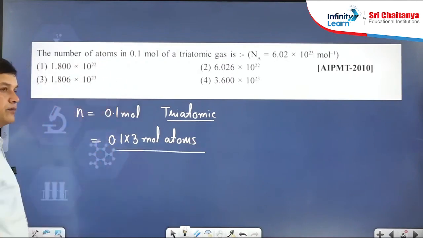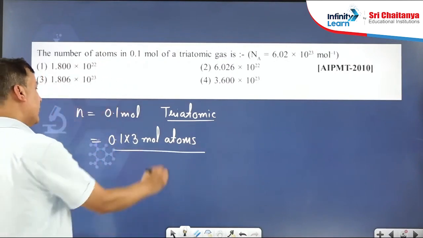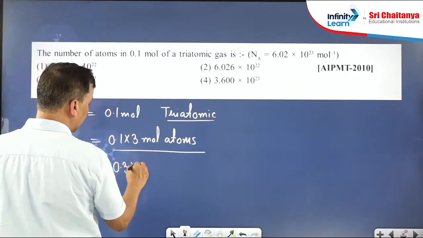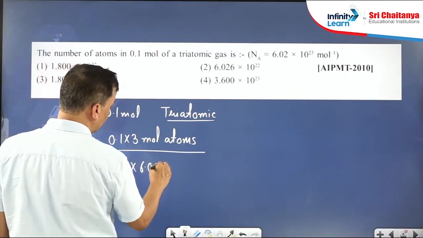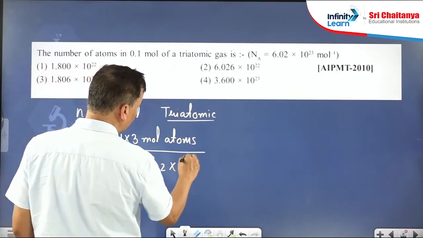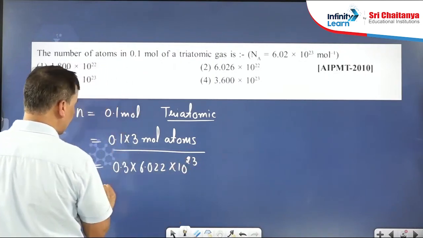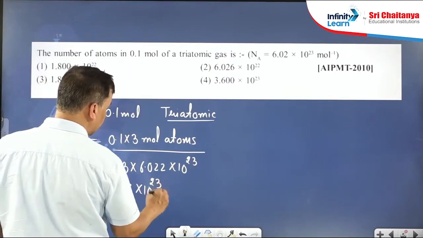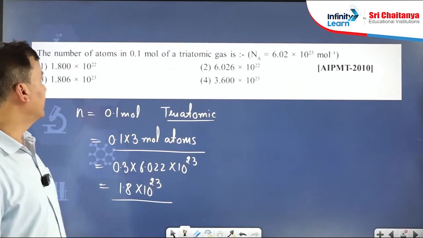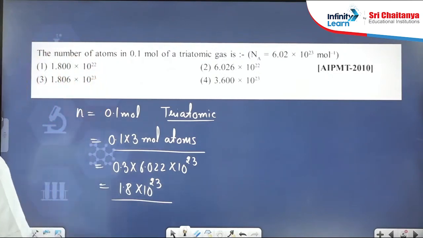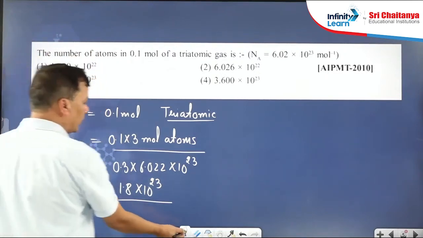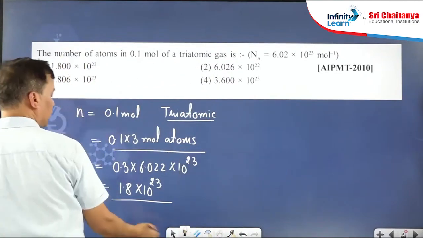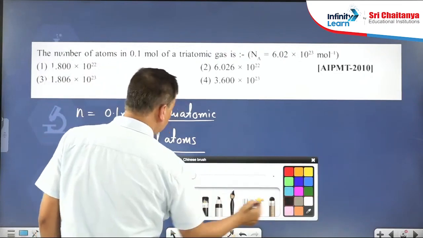Am I clear? Now, dear student, mole is what? That is equal to, I am writing here, 0.3 and mole is 6.022 into 10 raised to power 23. So that is equal to what? 1.8 into 10 raised to power 23. So please confirm, is that clear or not? 1.8 into 10 raised to power 23. Triatomic gas. So correct option is which one? Correct option is the third one.